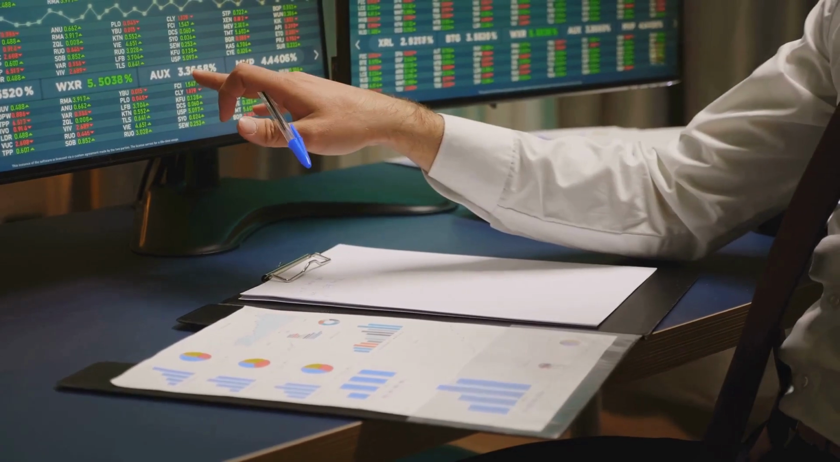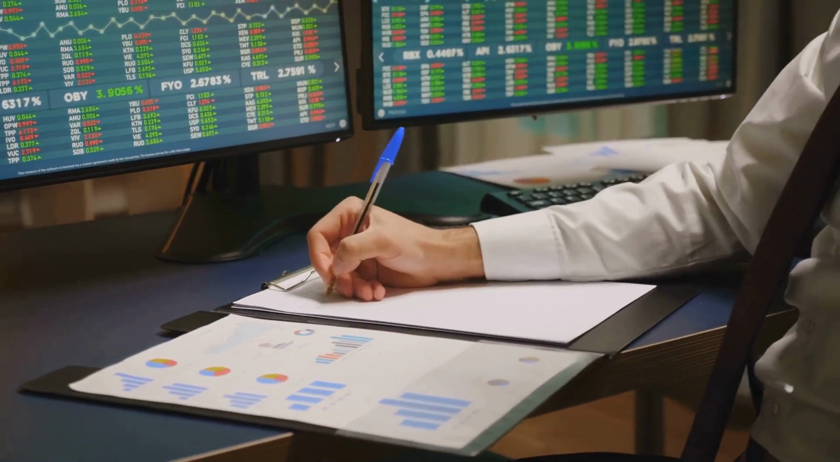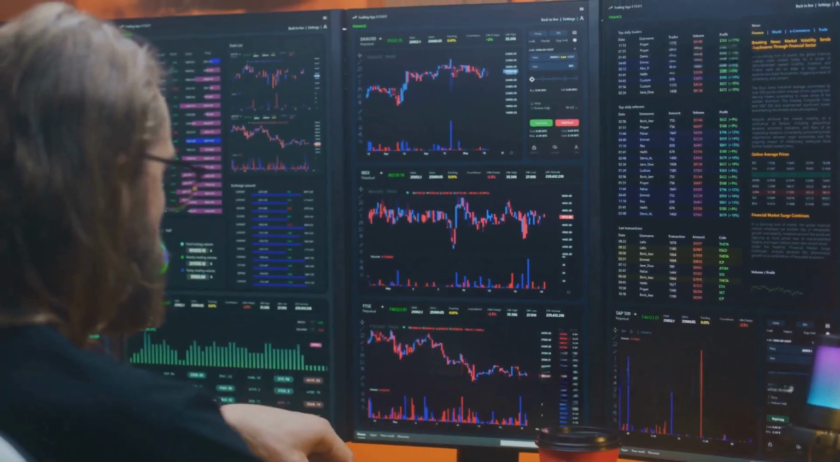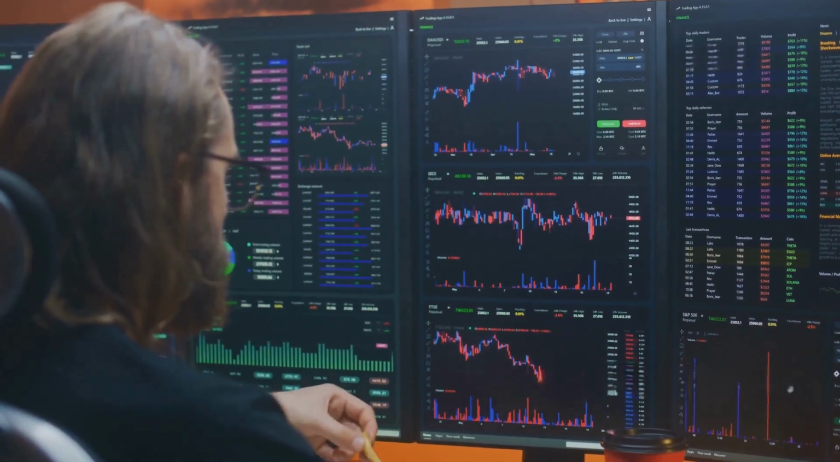Remember, mastering these tools isn't about finding a magic formula, but understanding their strengths and weaknesses. Keep learning, testing, and refining your approach to achieve your financial goals.